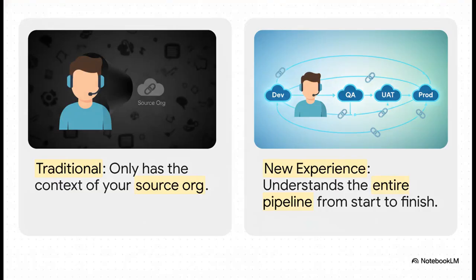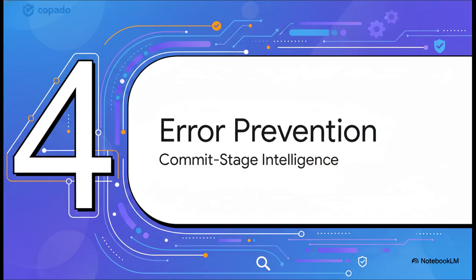And this really shows the core change in thinking. The old way? It only knew about your source org. It was kind of blind to everything else. But the new experience, it's pipeline aware. What does that mean? It means it has the full context of where your changes are actually going, and it knows this right from the moment you start to commit. So let's dig in and see how this pipeline awareness translates into actual features, intelligent features that are built specifically to stop errors in their tracks.